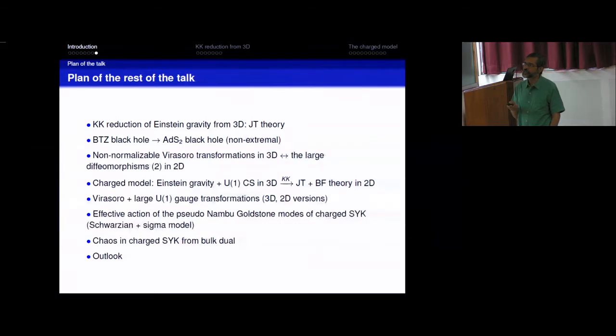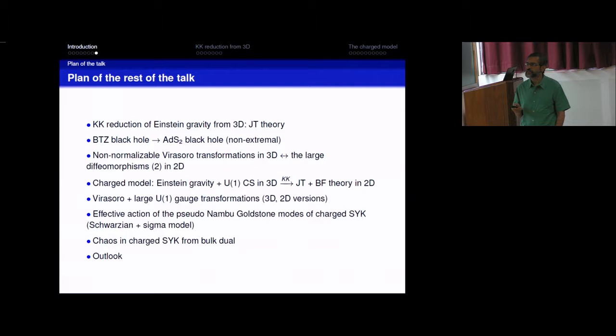So the charged model will have the following bulk dual coming from 3D, which is Einstein gravity plus a U1 Chern-Simons term in 3D, which will give rise to Jackiw-Teitelboim gravity plus a BF theory in 2D. And so I will describe then how the Goldstones of the field theory model are realized in terms of the Virasoro and large U1 gauge transformations.